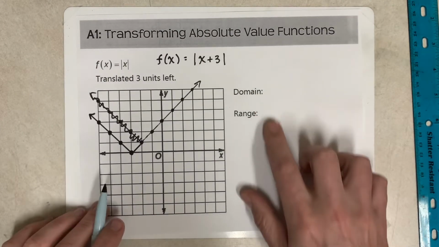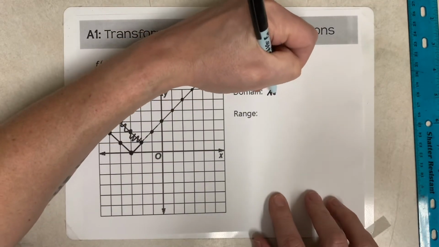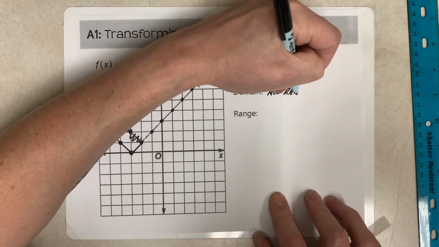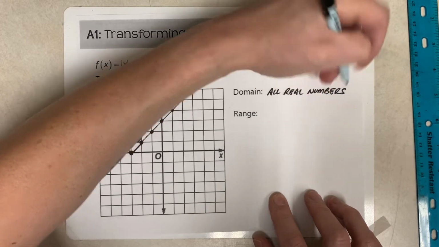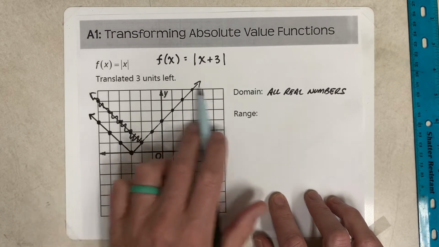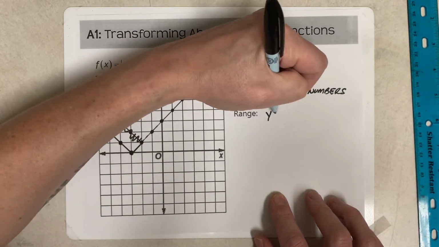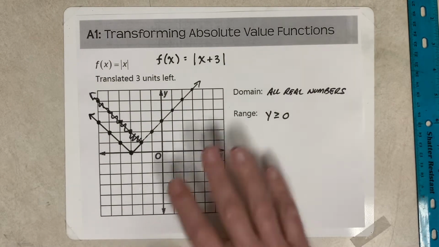The domain of this function goes from arrow to arrow, so it's all real numbers. And the range starts at 0 for y and goes up, so all y greater than or equal to 0. All right, next one.